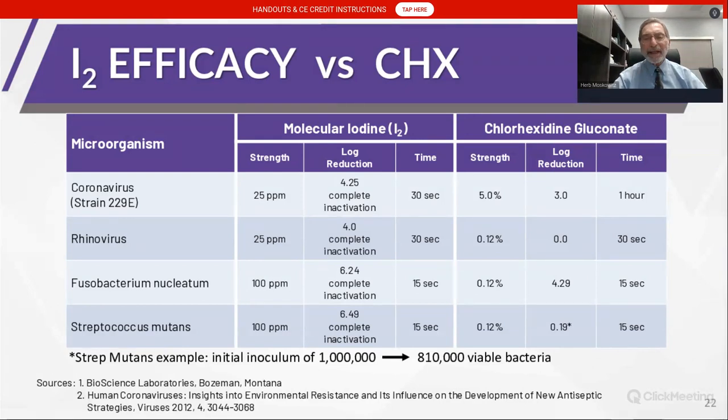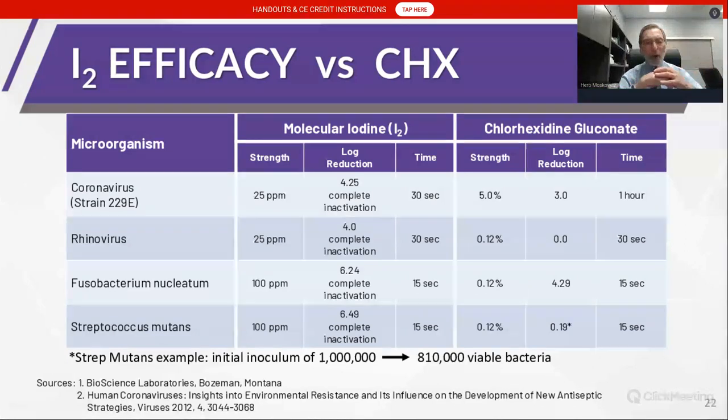Also, the idea that it takes 1 hour of exposure time to inactivate the virus, and also that it requires a 5% solution. 5% chlorhexidine gluconate is 42 times stronger than the 0.12% chlorhexidine gluconate oral rinse we use in the United States. So our chlorhexidine gluconate oral rinse is not going to do anything for coronavirus. And in fact, if you look at the next row for rhinovirus, chlorhexidine gluconate oral rinse 0.12% was completely ineffective. No biocidal activity at all when exposed to rhinovirus, common upper respiratory virus, after 30 seconds.